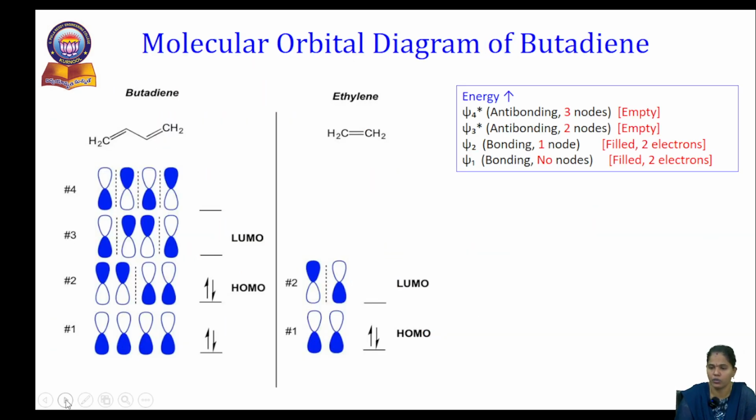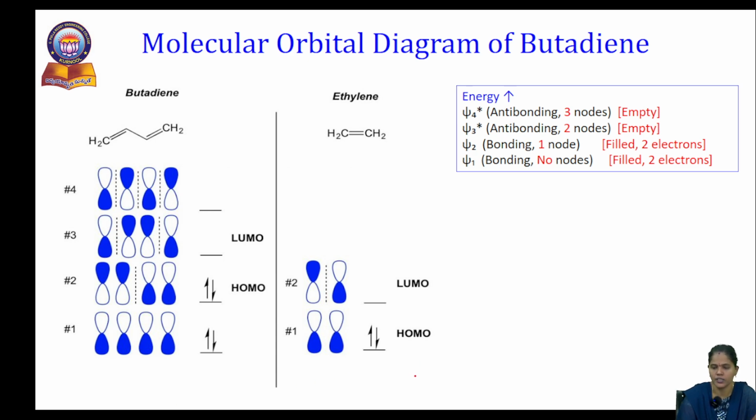Molecular orbital diagram of butadiene. So here it is: Psi1, Psi2, Psi3 and Psi4. Psi1 represents bonding, no nodes, filled with two electrons. Psi2 represents bonding, one node, filled with two electrons. Psi3 star is anti-bonding, 2 nodes, it is empty. Psi4 star is anti-bonding, 3 nodes, empty.